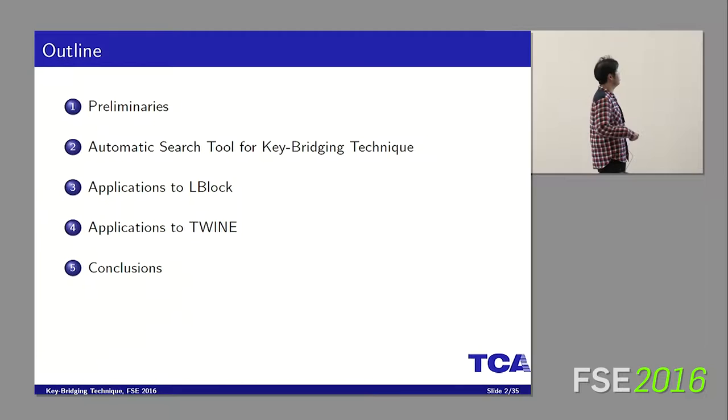In the first part, I will give some notations, the input of our tool, and the key bridging technique on both ciphers. In the second part, I will give our automatic search tool for key bridging technique. In the third and fourth parts, I will apply our tool to the attacks on LBlock and TWINE. In the fifth part, I will conclude this paper. Now let's begin with our first part.